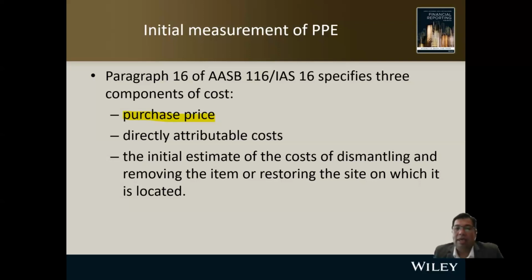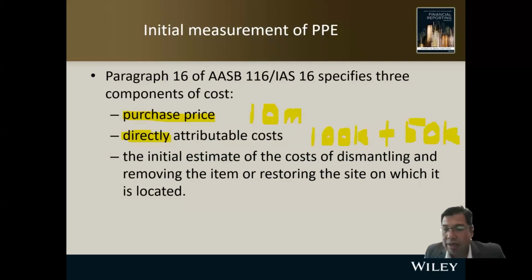The second one is directly attributable cost. Directly, yeah, this is an important word. Directly attributable cost. For example, you bought a machine from Germany. The cost is maybe 10 million. To bring this machine to Dubai, you need to incur another maybe 100,000 in transportation costs, and then you need to assemble the machine, so you add another 50,000. So the cost is 10 million plus 100,000 plus 50,000.